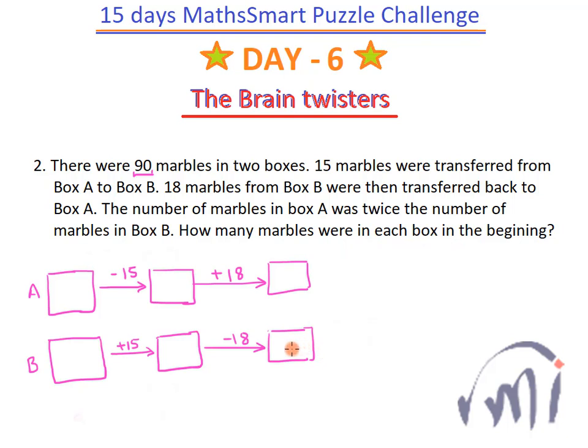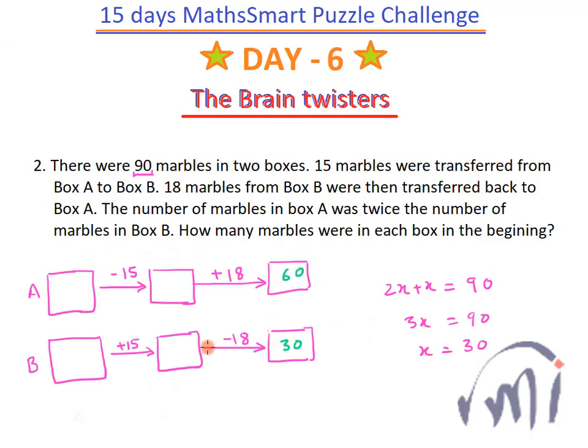So if I assume the number of marbles in box B right now as x, then the number of marbles in box A will be 2x. And this total 2x plus x is actually equal to 90, or I can say 3x is equal to 90, or x is equal to 30. So box B right now has 30 marbles and box A has 2 times x, or 60 marbles, right?